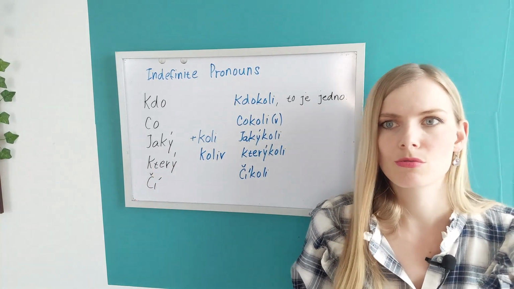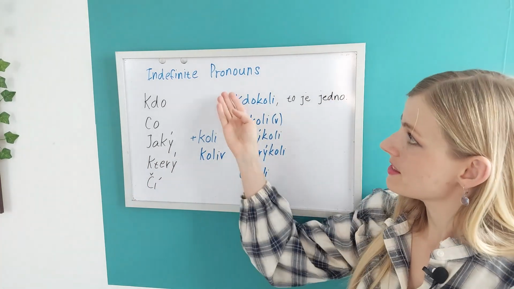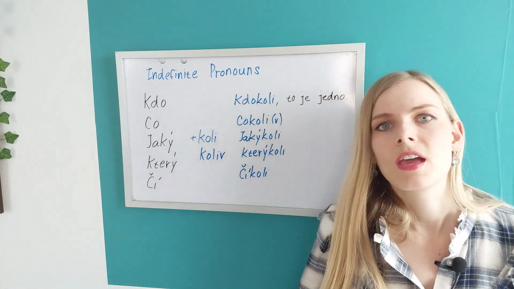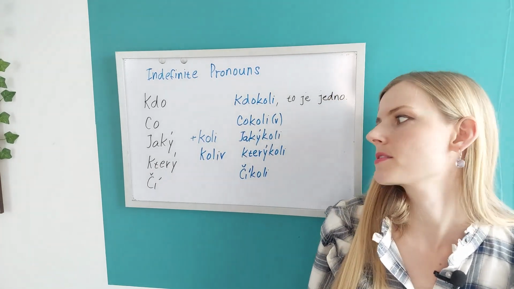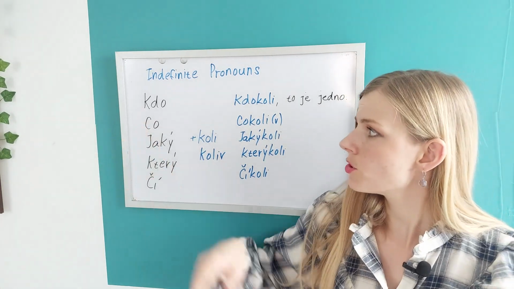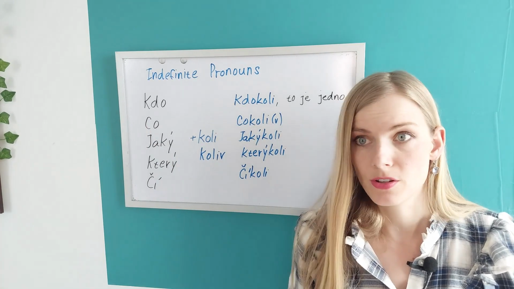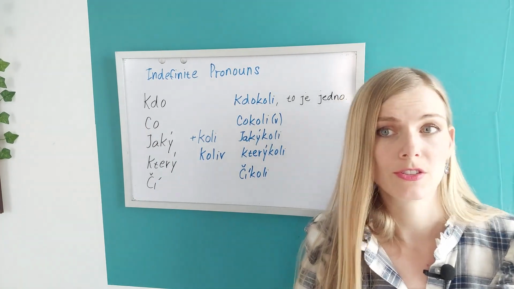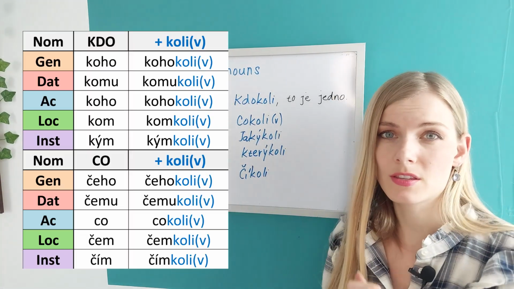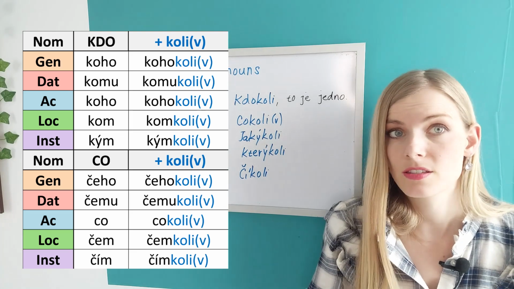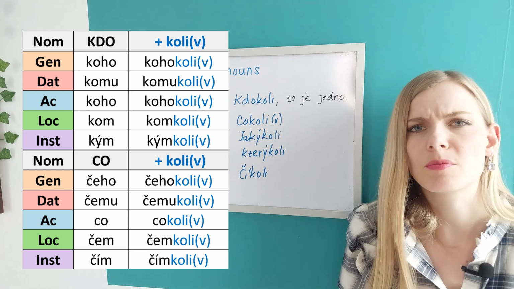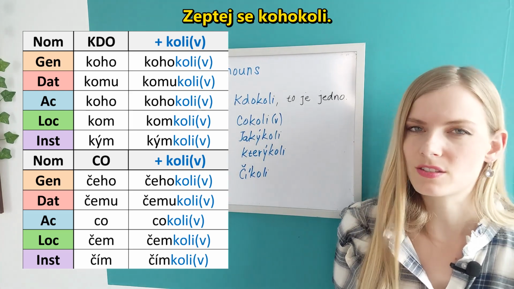Of course, these are pronouns, and that means they have different genders and different cases. Except for čí. Čí is spared. The pronouns kdo and co don't have a gender. It's just an indefinite gender. So there we have to worry about cases. So when you take a look at this table, you see that there are different cases. For example, kohokoli, to whoever. Zeptej se kohokoli, ask whoever.